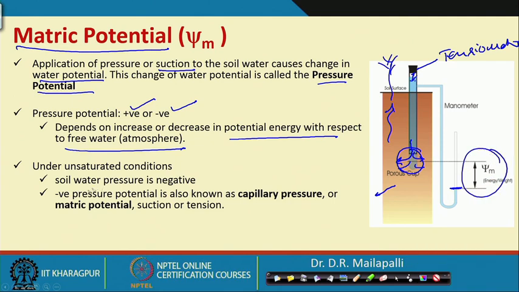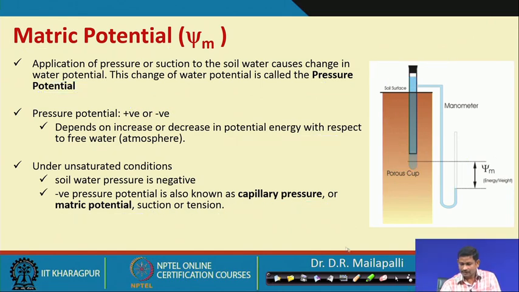Under unsaturated conditions, soil water pressure is negative, and the negative pressure potential is also known as capillary pressure, or metric pressure potential, or suction, or simply tension. All these terms are relative.